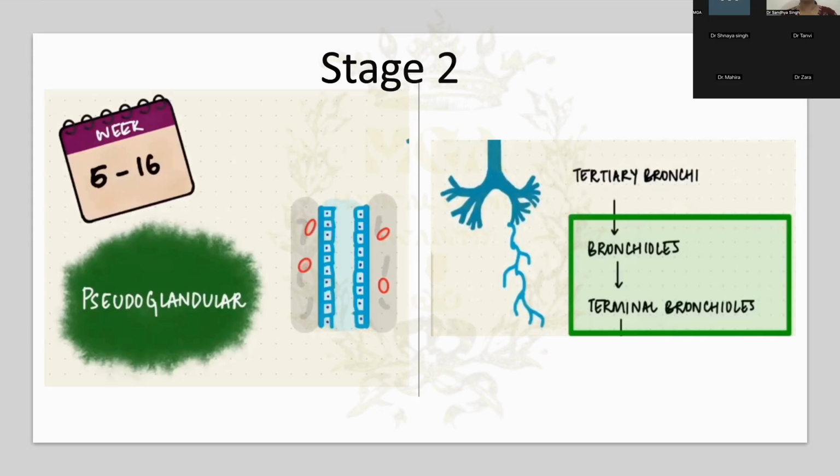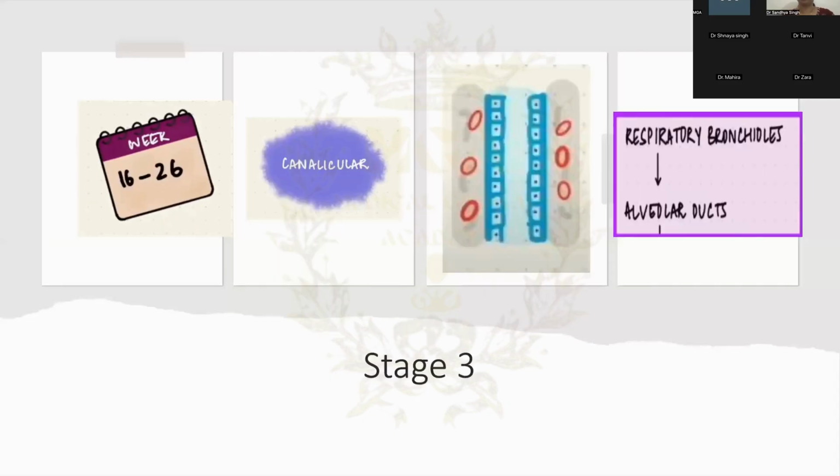Now, this terminal bronchiole will give rise to respiratory bronchioles, which will further give rise to alveolar duct. And how does a duct look like? A duct looks like a canal. So now this stage is known as the canalicular stage. It is stage 3. Okay. And when this is seen, it happens between week 16 to week 26.